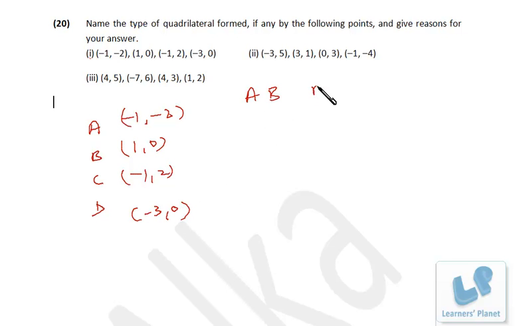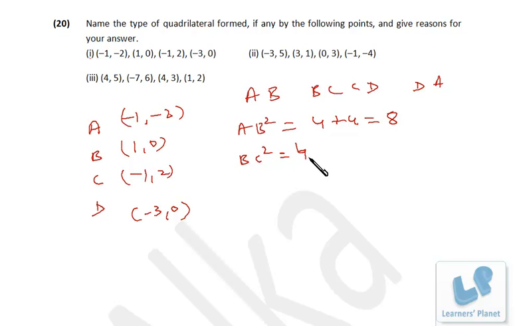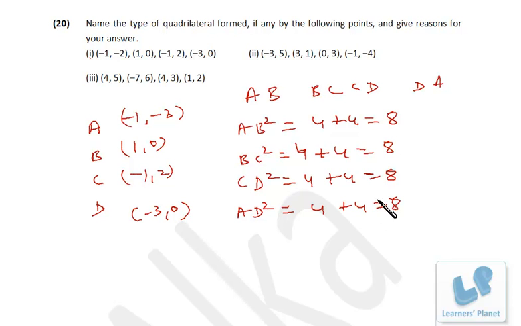So first of all, we calculate AB, BC, CD and DA, right? So AB square is equal to, this is minus 1, that is square, that is 4 plus 4, that's 8, right? BC square is equal to 1 plus 1 whole square, that is 4 plus 4, that is also 8. CD square is equal to minus 1 plus 3 square, that is 4 plus 4, that is 8. And then AD square is equal to minus 1 plus 3, that's 4, minus 2, 0 square, that's 4, that's 8. That means AB square is equal to BC square is equal to CD square is equal to AD square. That means all the 4 sides are same. So it may be a square or rhombus, right?